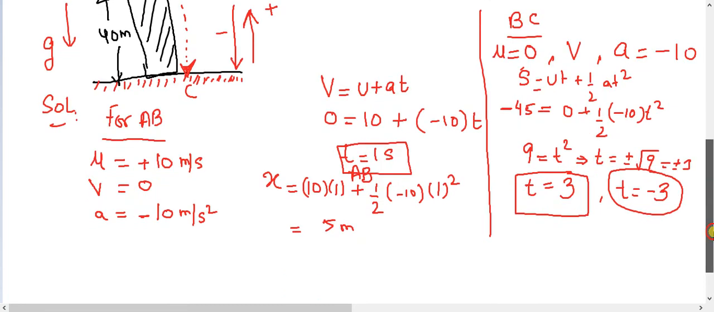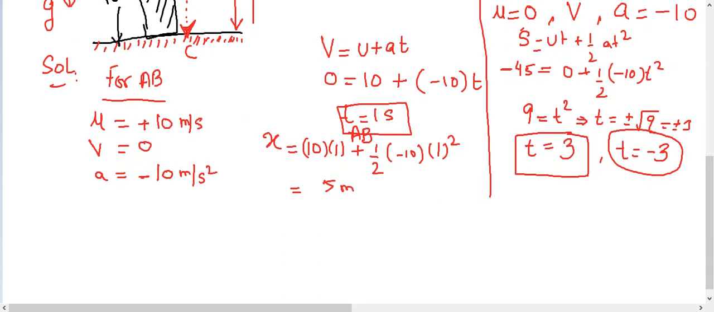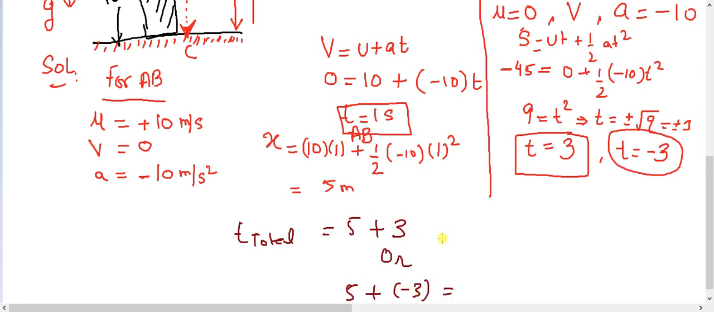So now we are going to calculate the total time taken for the whole journey. T total will be equal to this 5 plus this 3. Either this is correct or 5 plus of this time. This will give you 5, 6, 7, 8. This will give you 2 seconds. So we've got 2 values here. Let me just recheck it. Is it correct? So and then we will see.